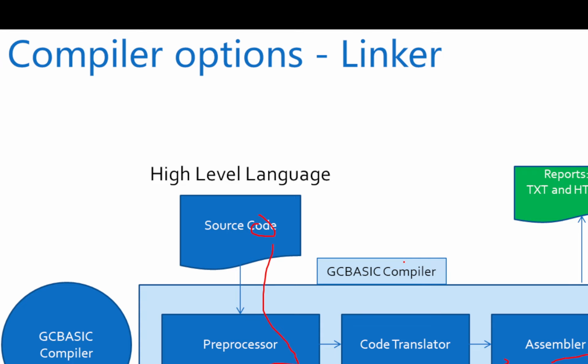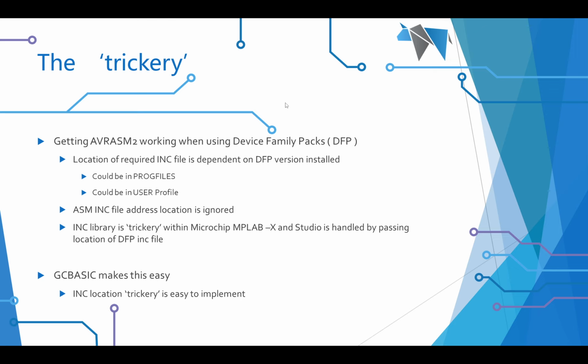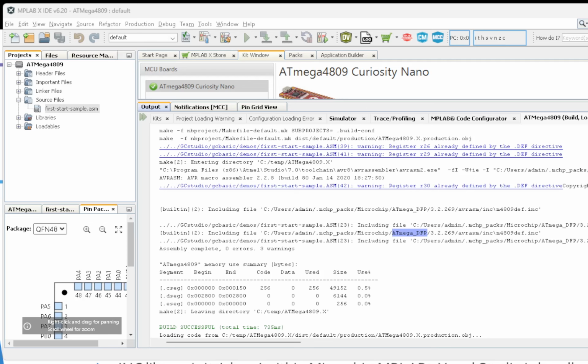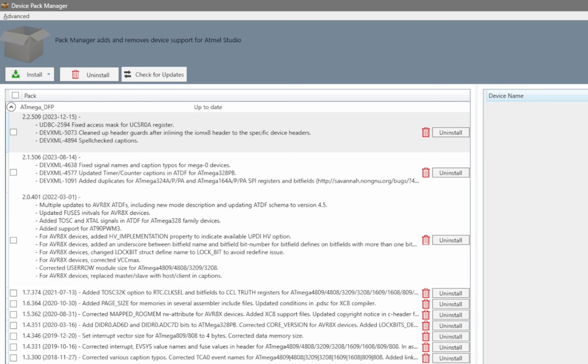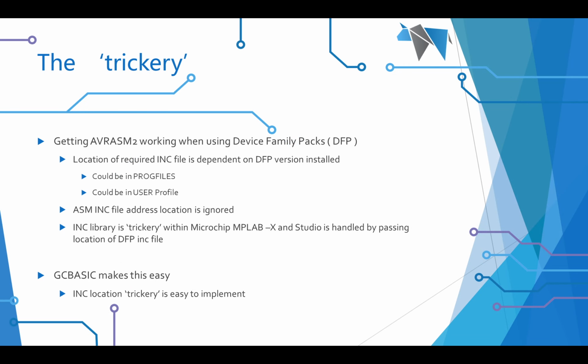We'll dig deeper. Back to my PowerPoint. Getting AVRASM2 working when using these DFPs. DFP is that version number that we saw. Let's recap, go back, here's the version. This is the DFP pack, and there's lots of DFP packs. You can zoom in, look, DFP. Here's a DFP manager, and this one says there's lots of DFPs, and these are device family packs, and they get updated by Microchip, and the version number changes and its location changes.